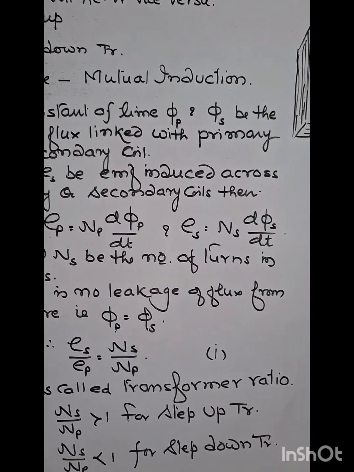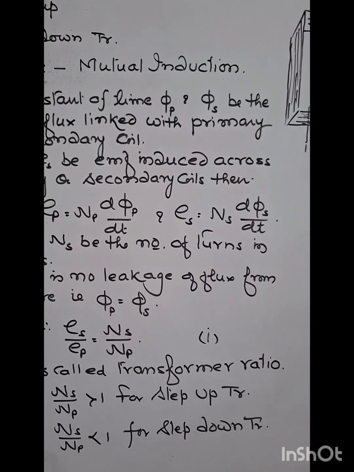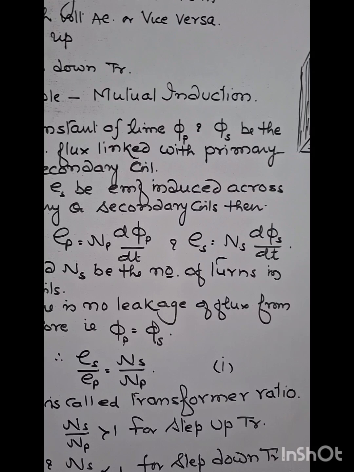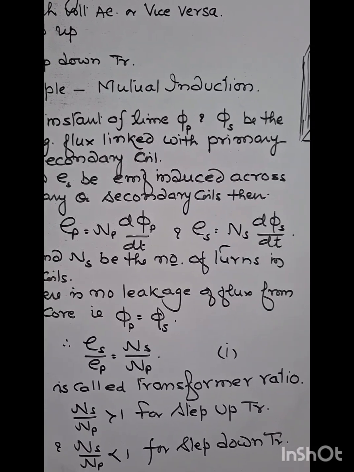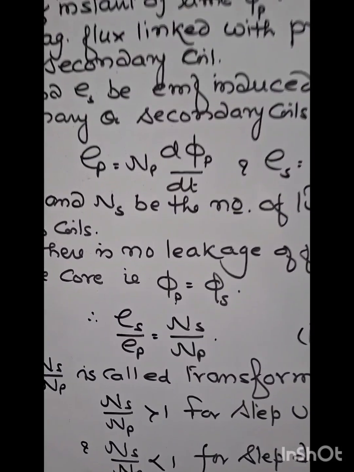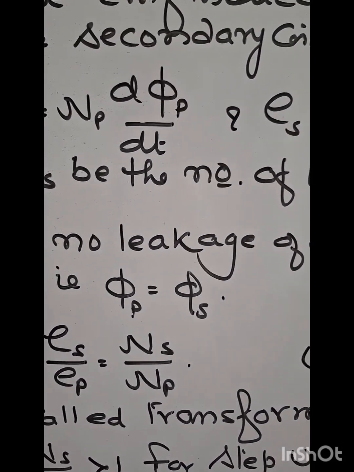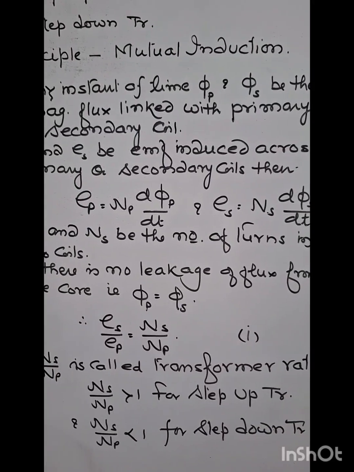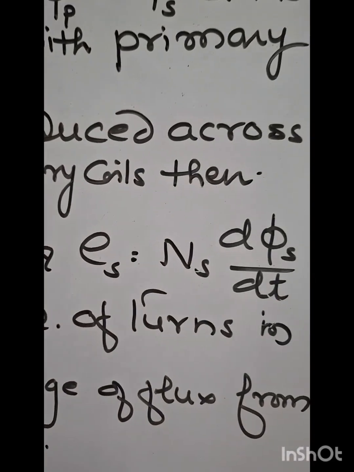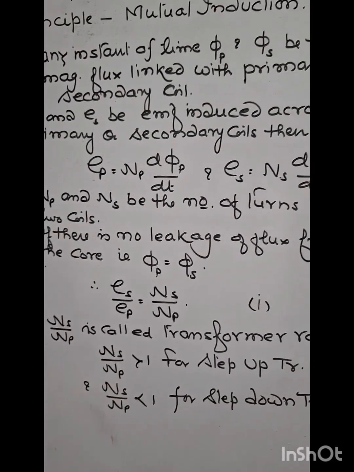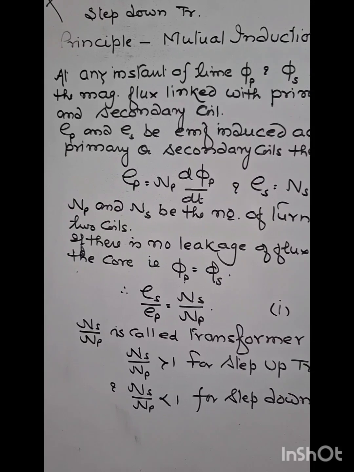Dear students, here we consider there is no leakage of flux. That means magnetic flux produced in the primary coil is completely linked with the secondary coil, that is phi p = phi s. If phi p = phi s, then from these two equations, we can have ES/EP = NS/NP.